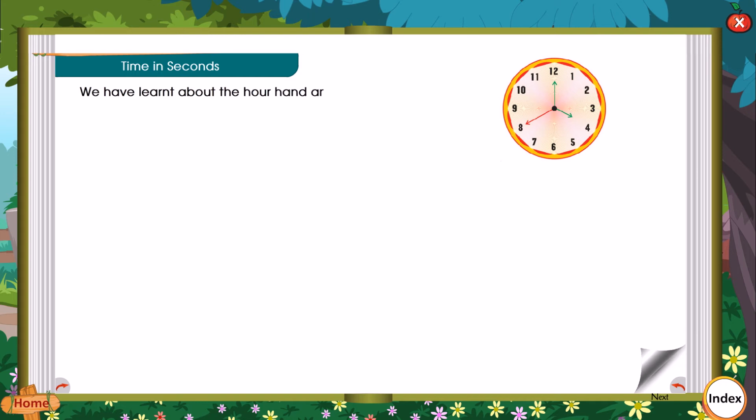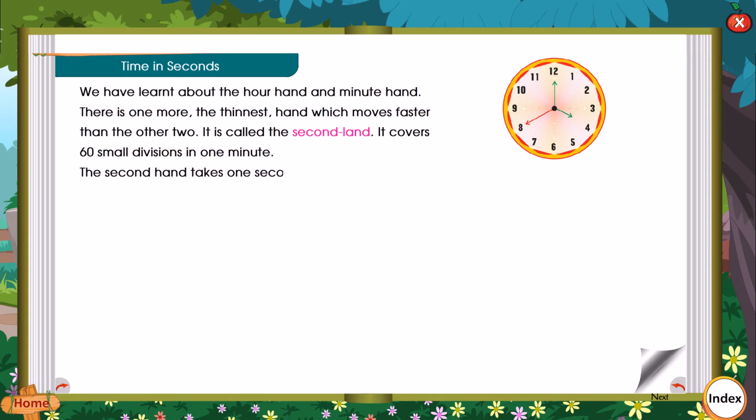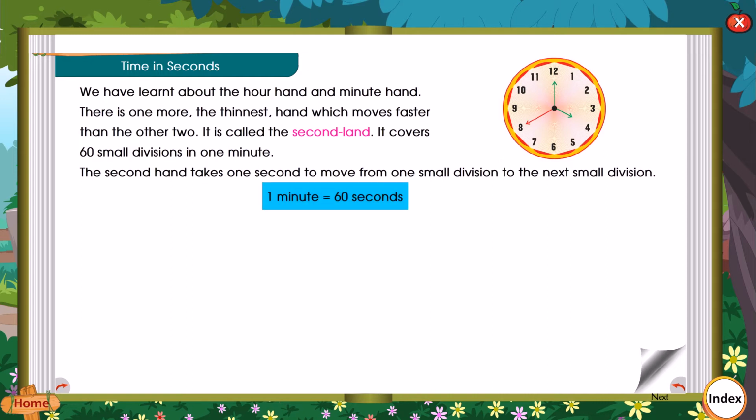Time in seconds. We have learnt about the hour hand and minute hand. There is one more, the thinnest hand, which moves faster than the other two. It is called the second hand. It covers 60 small divisions in 1 minute. The second hand takes 1 second to move from one small division to the next small division. 1 minute is equal to 60 seconds.